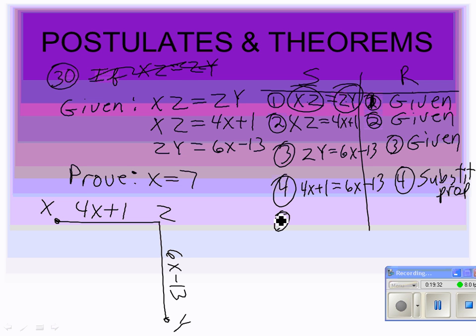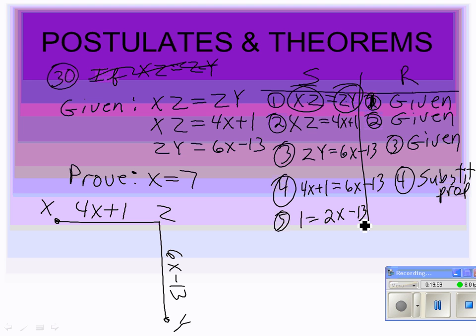Now all we're going to do is solve. What's the first thing we do to start to solve that? Do you have like terms on this side? No. So what's the first thing we do? Minus 4x on both sides. That leaves us with 1 on this side. What's left on the other side? 2x minus 13.